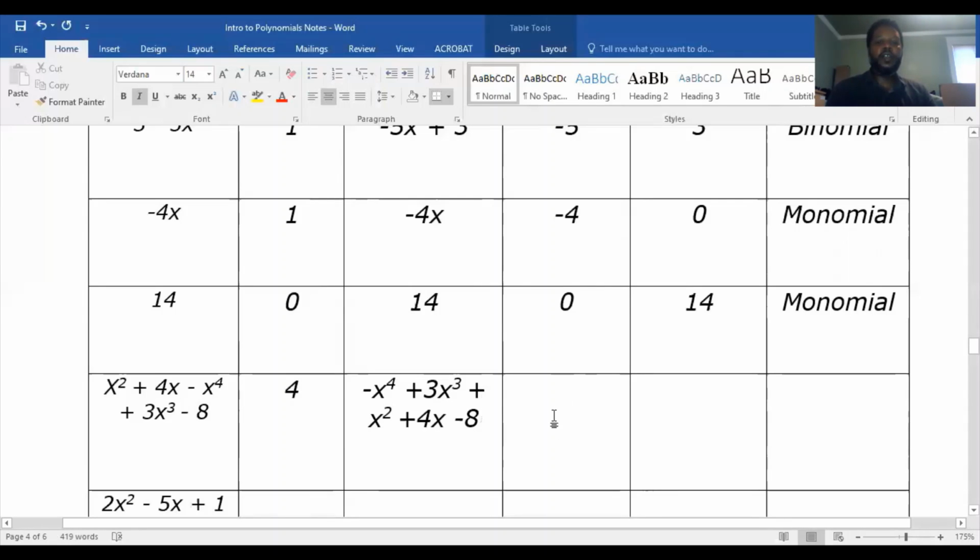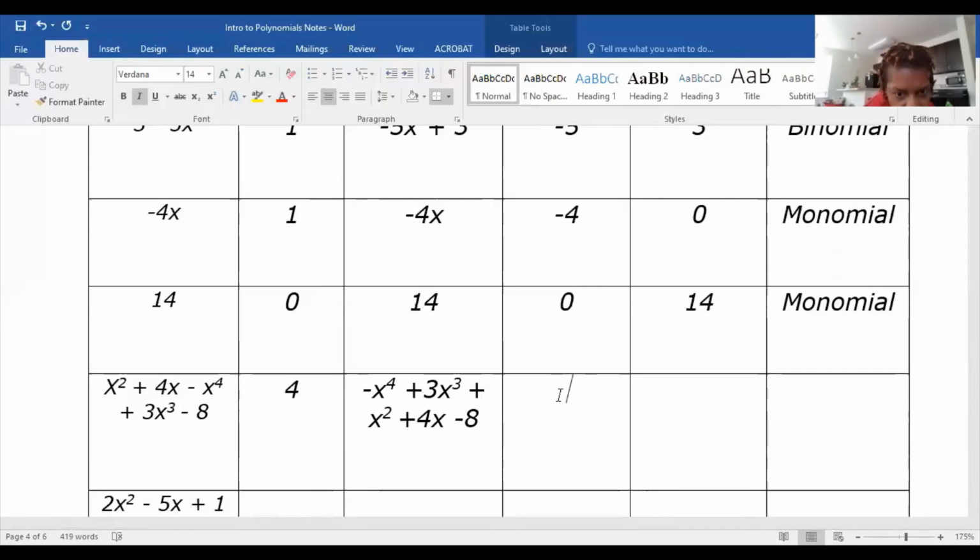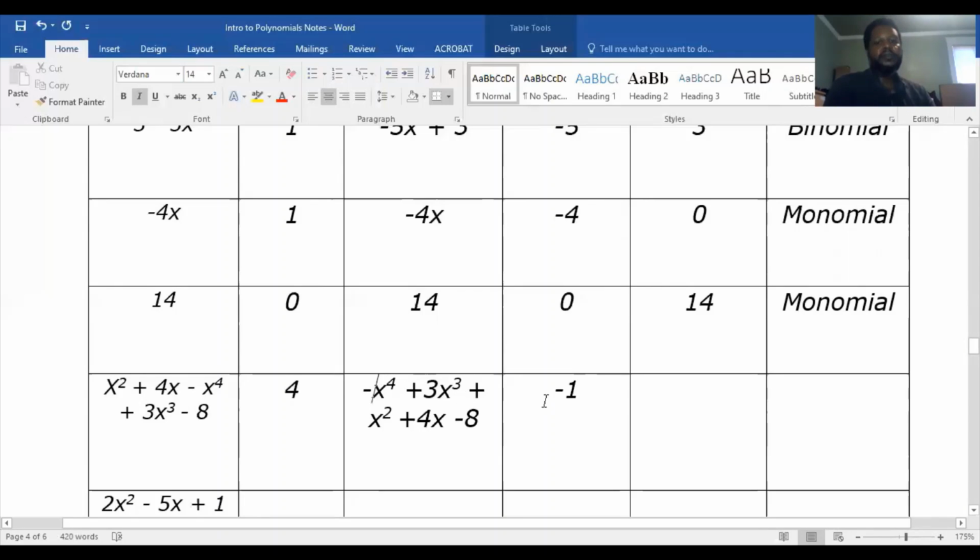So what is our leading coefficient? Negative x to the 4th. So what's our leading number then? So it's negative 1, because the x to the 4th has a 1 in front. Exactly. Good. Okay. What is our constant?